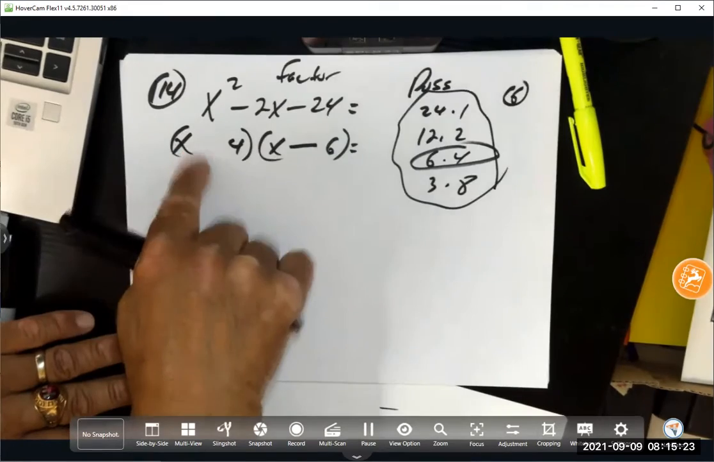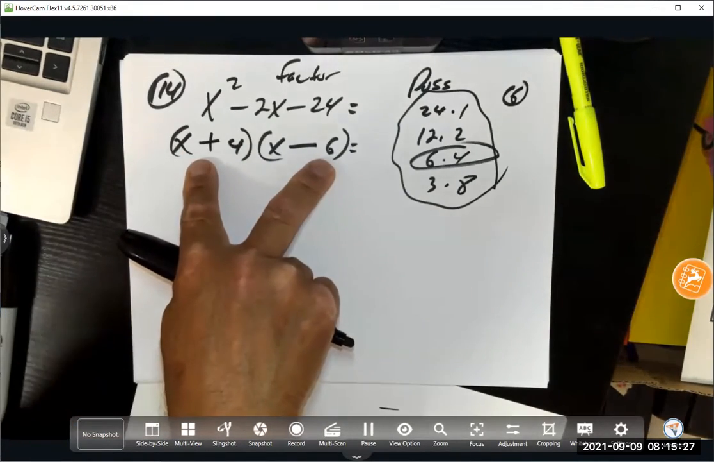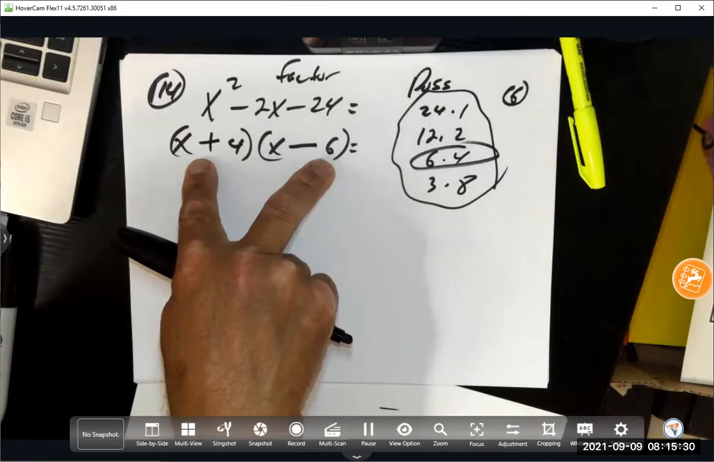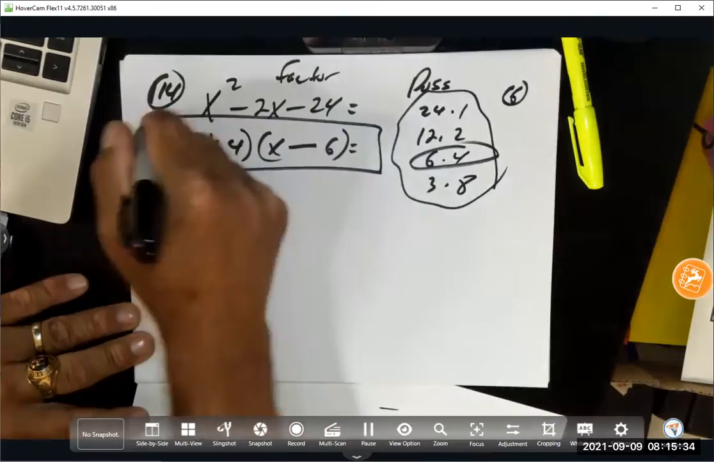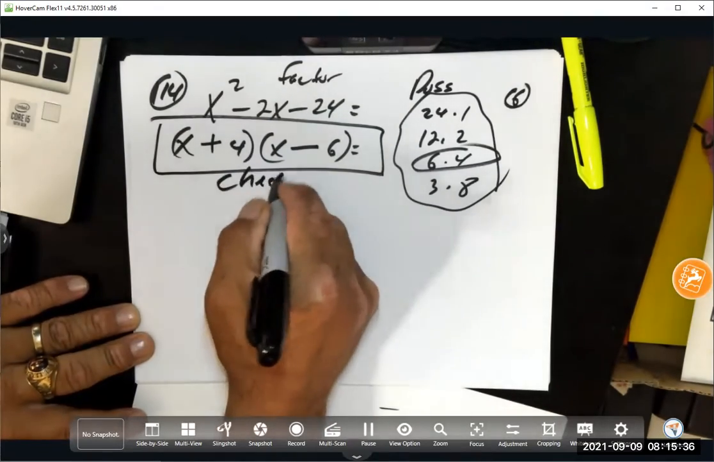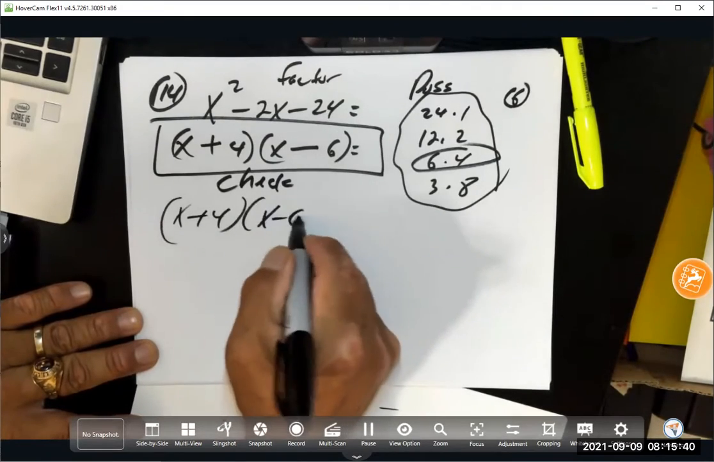Positive times a negative, does that give you negative 24? Yes or no? Yes. Okay, so I think this is the right one, but let's just check it to make sure that we didn't mess it up. So we're going to do this one times this one. Is that the right answer?